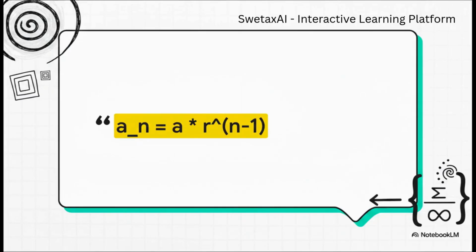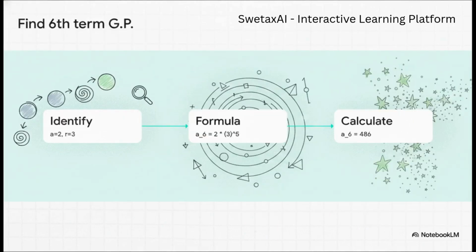And just like our AP, the GP has a master key for finding any term in the sequence. The nth term of a GP equals a multiplied by r to the power of n minus 1. It's also really good to know that if you're ever summing an infinite GP, and your ratio r is a fraction between -1 and 1, that infinite series actually converges perfectly to a neat little formula, a divided by 1 minus r.